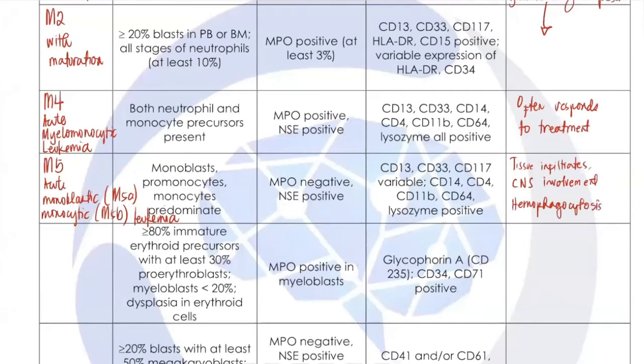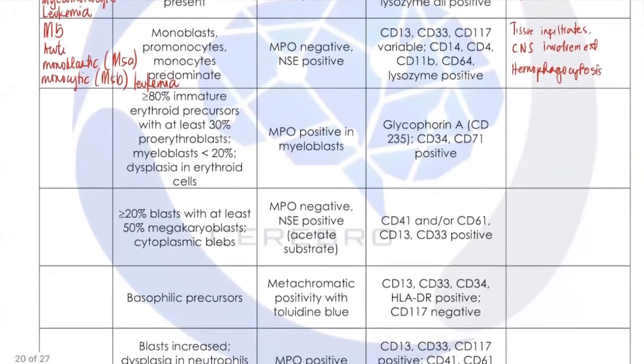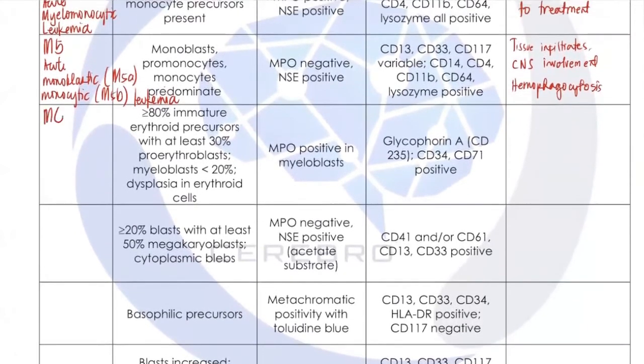Okay? Next, we have M6. Yung M6, okay? Or yung tinatawag natin guys na acute erythroid leukemia or erythroleukemia, for short. Okay? So, of course, greater than 80% immature erythroid precursors with at least 30% pro-erythroblasts. Myeloblast is less than 20%. Okay? And there will be dysplasia in the erythroid cells.